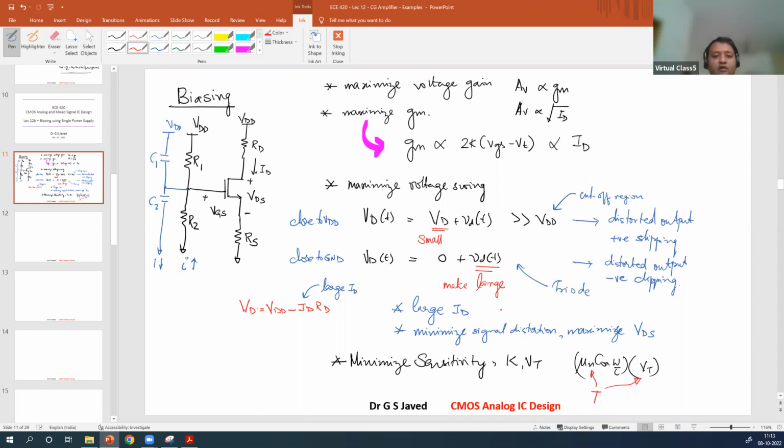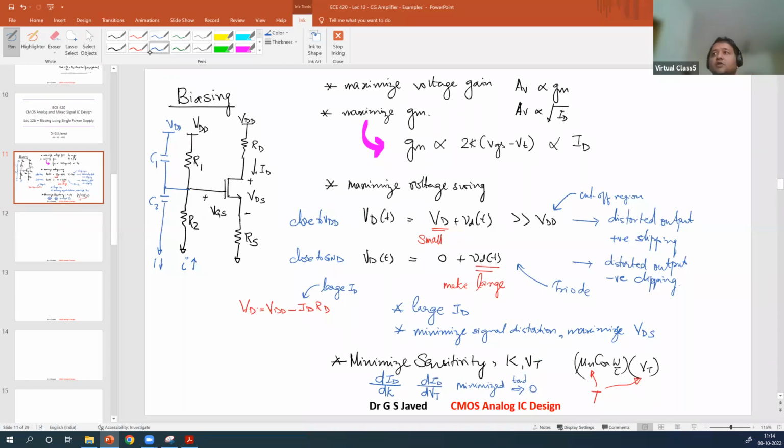So how do you do that? You have to be insensitive. What do you mean by insensitive? If you take the differential of these two, it should not be changing. What do you mean by differential? dID with respect to K, and dID by dVt. The differential with respect to K and the differential with respect to Vt have to be minimized, or tend towards 0, not peg 0, but tend towards 0.